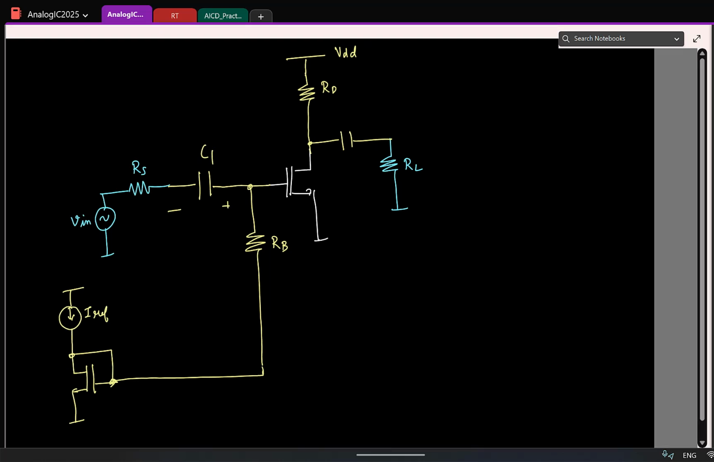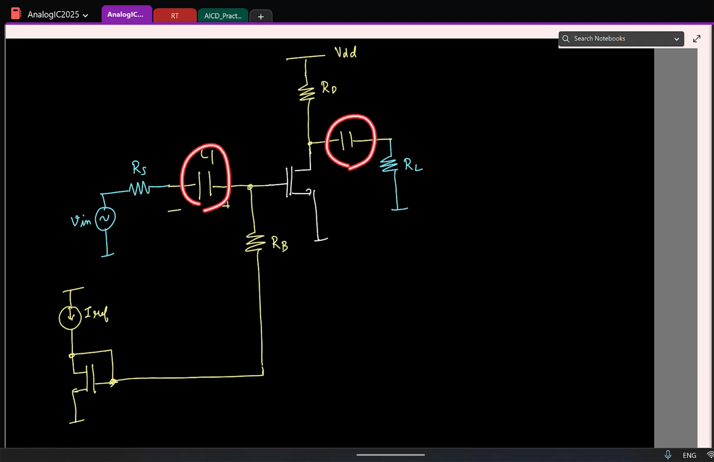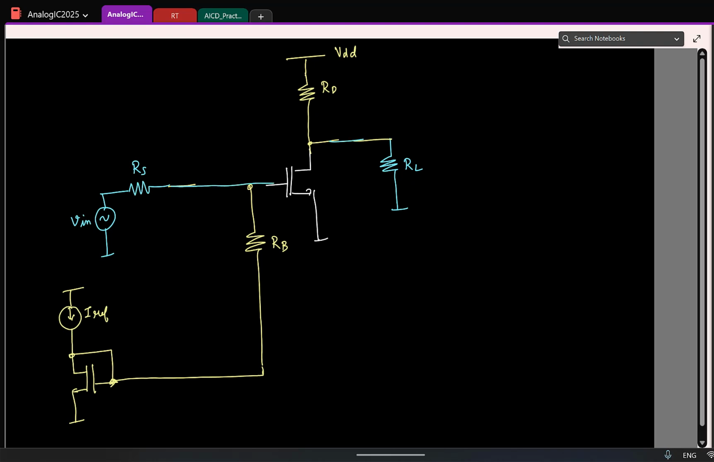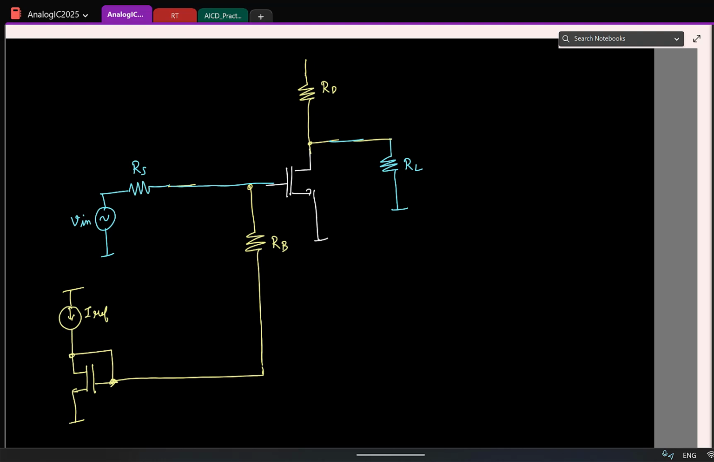So let's try to draw the small signal. Again, for small signal, how will these capacitors behave? Short. So we'll make it all blue. And the DC source is also grounded. So this is also ground. And these two fellows appear in parallel. So I'll simplify the circuit like this. Is it okay? What I have done till now, is it okay? Great. And now let's look at this fellow.